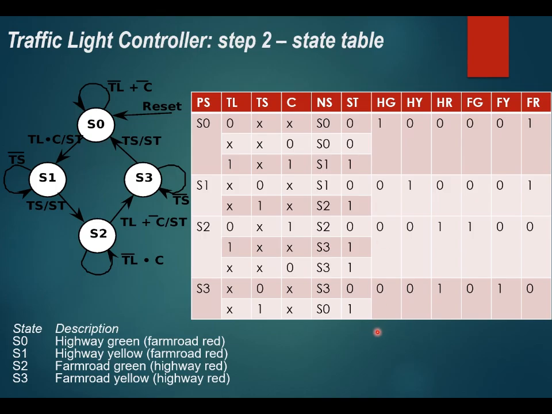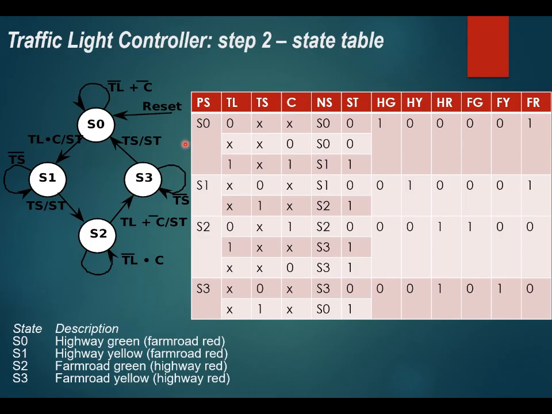Okay, so after step 2, step 3 is to derive the state table, where the first column is the present state, followed by, for each state, all the possible values for the inputs. Then we fill up the next state and the output based on the state diagram. Because some of the inputs are not required to be considered in some particular states, we can use don't care to make the table more compact and easier to read.